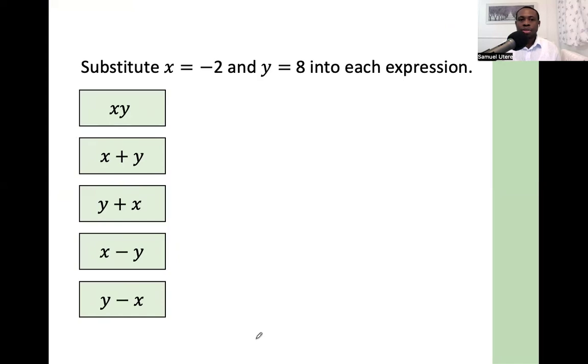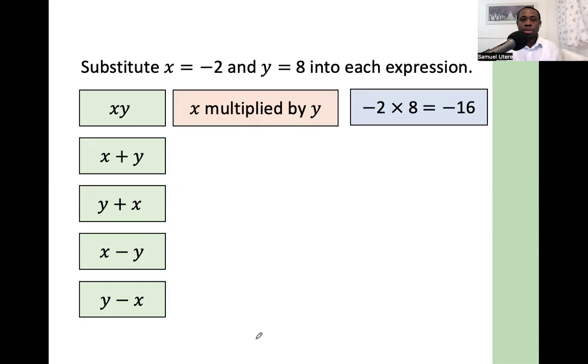What if we were asked to substitute these values, substitute x equal to -2 and y equal to 8 into each expression? We would apply the same principle because we would just substitute the numbers. So x multiplied by y would mean -2 times 8, which is equal to -16. What about the others? Give it a try. Let's see whether your answers would agree with mine. Pause the video and give it a try.